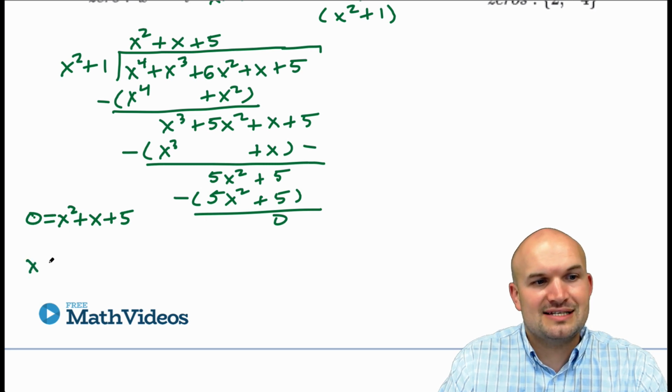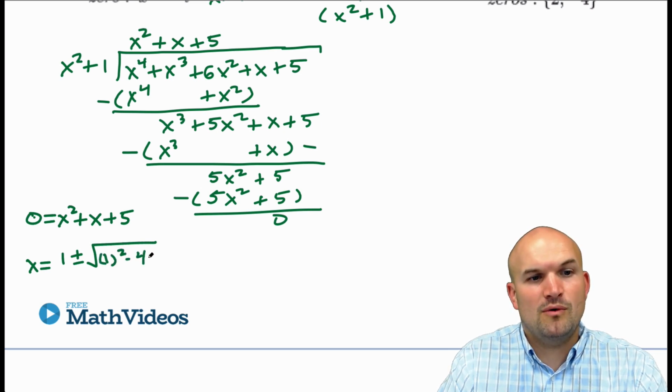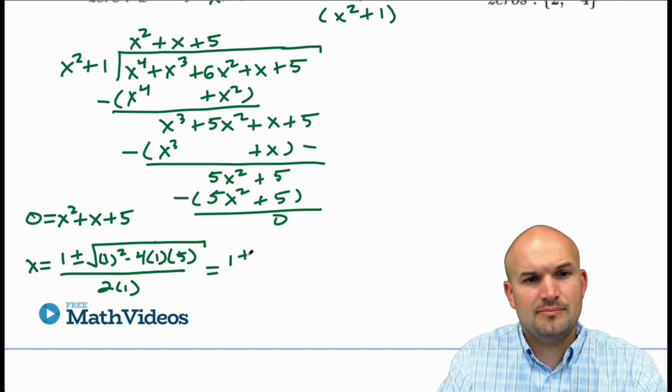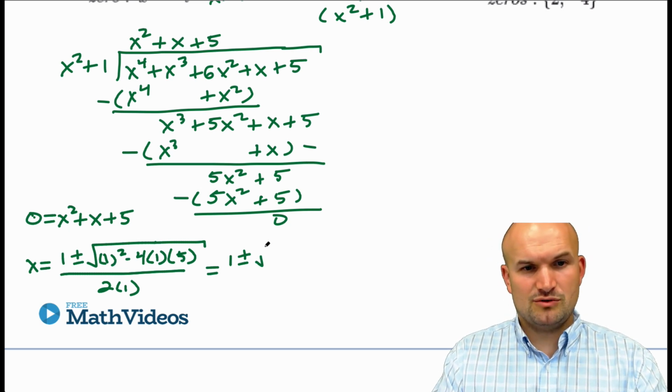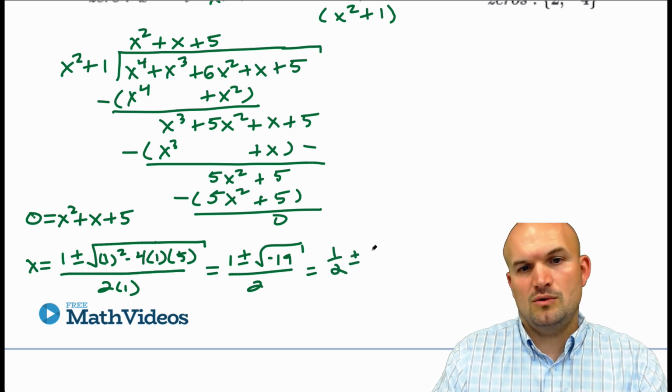So to solve for this, it's x equals opposite of b, which is 1, plus or minus square root of 1 squared minus 4 times a times c, and then all over 2 times 1. Okay, so we have 1 plus or minus, let's see, that's going to be 1 minus 20, so that's going to be square root of negative 19 all over 2. And then we can just simplify this into 1/2 plus or minus 1/2 i square root of 19.